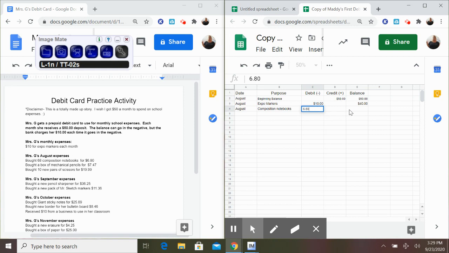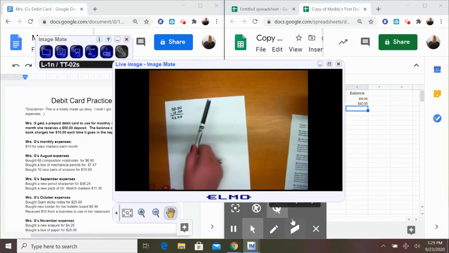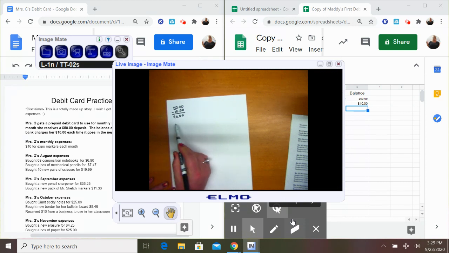So I don't have a credit, so I'm going to go over here to balance. Now this is where I'm going to go back to my paper. So the last thing I did, my balance was $40. So now I need to subtract $6.80 from that $40. 0 minus 0 is 0.